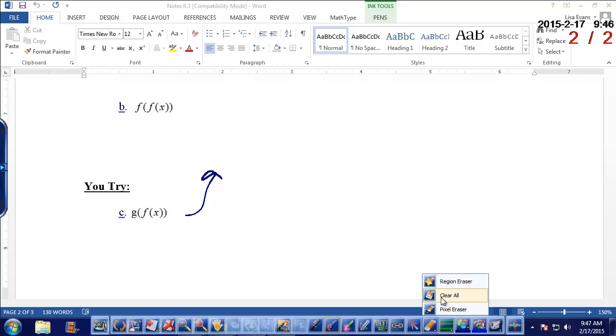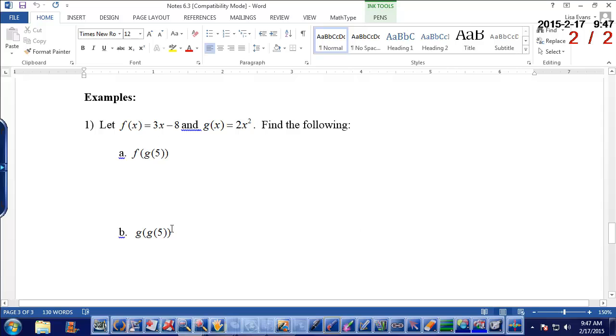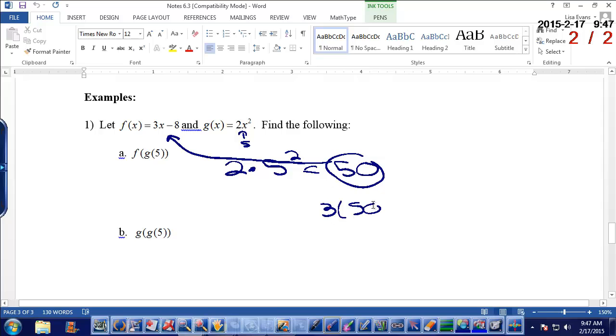All right, moving on to the last thing, which is evaluating composition functions. We have f of g of 5. So we're going to take 5 and put it into g. When we do that, we get 2 times 5 squared. 5 squared is 25, and 2 times 25 is 50. Now you're not done. We only did g of 5. Now we need to take this answer and put it into our f. So we're going to do 3 times 50 minus 8. There's no domain on these ones because we're actually evaluating the function. So we get 142.